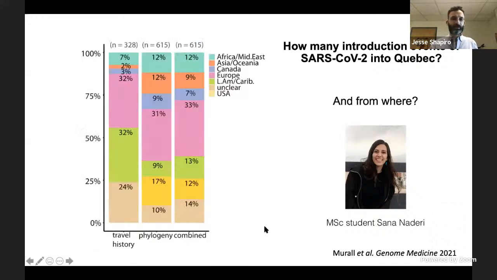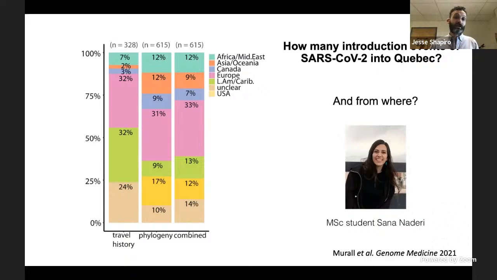So Sana applied these methods, and we could compare it. At least in the first wave, we had pretty good travel history for a subset of our samples. So about 300 people, their sequence was also associated with someone asking them where they traveled from. Okay, this doesn't happen so much anymore. And then for a larger subset, we can use the phylogeny using ancestral state reconstruction to infer where the sequence probably came from. And then we can combine those two methods to refine our estimate.